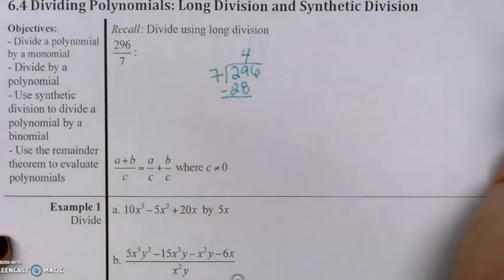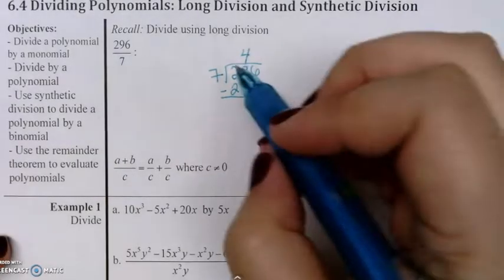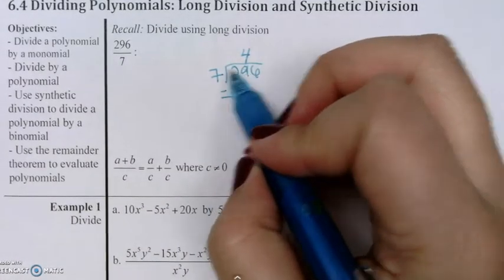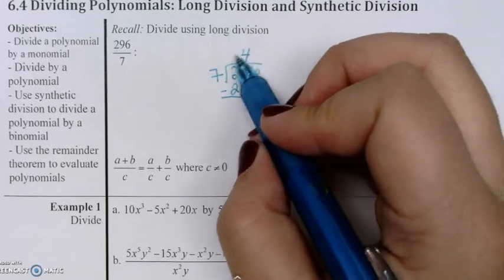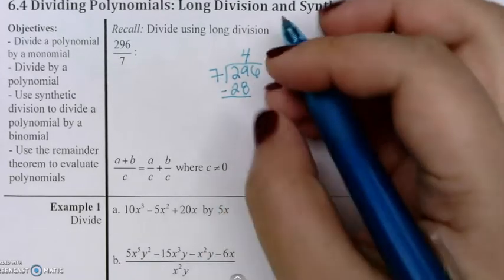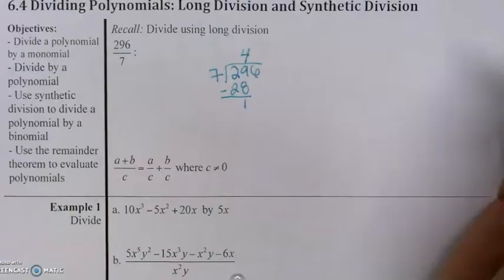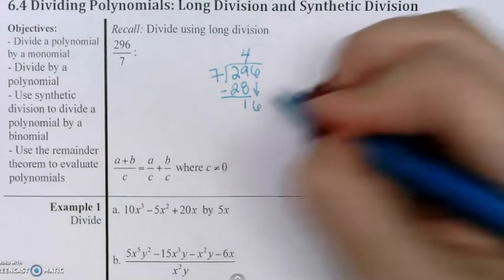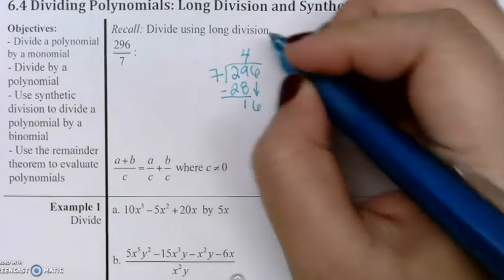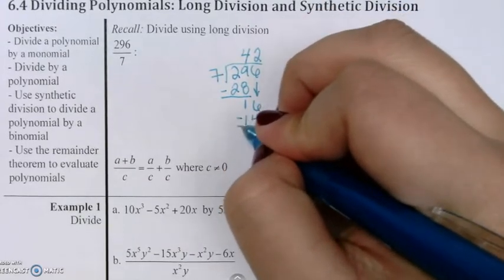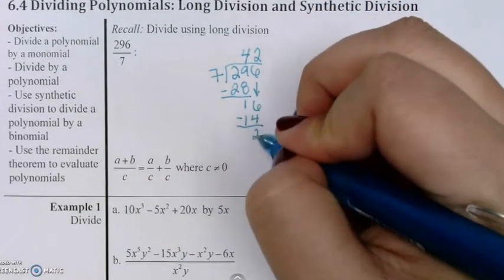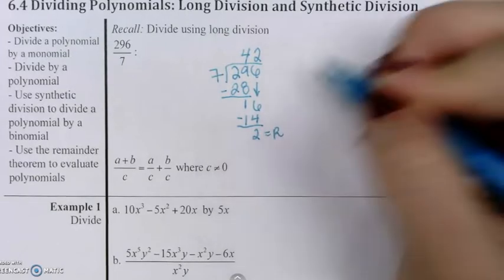So there's actually several distinct steps there. We identified 7 going into 29, we divided it, then we multiplied 4 times 7, and then we subtract. We get 1, bring down the 6, and we start again. 7 goes into 16 twice. 2 times 7 is 14. Subtract, and we have 2. 7 doesn't go into 2, so we call this a remainder.